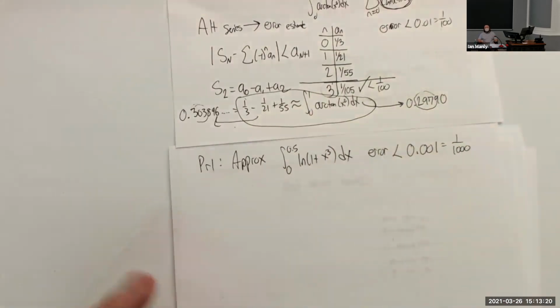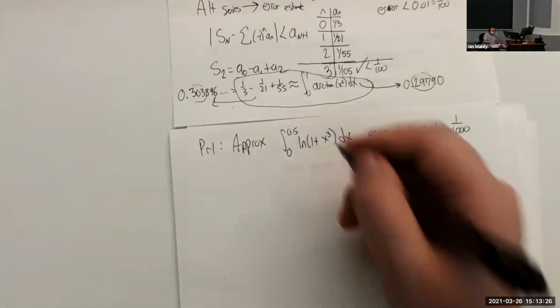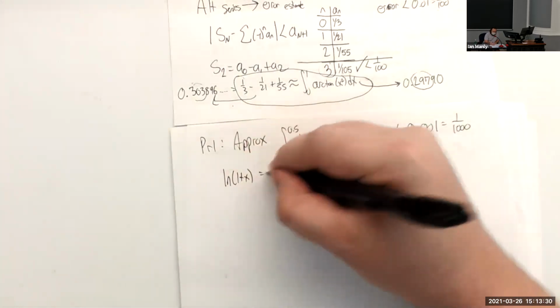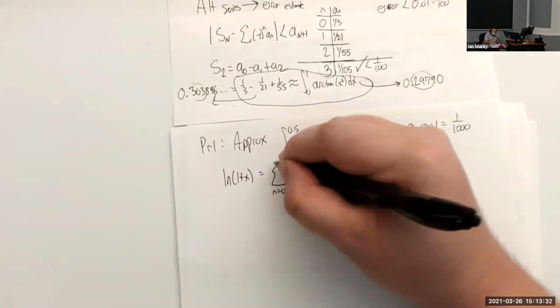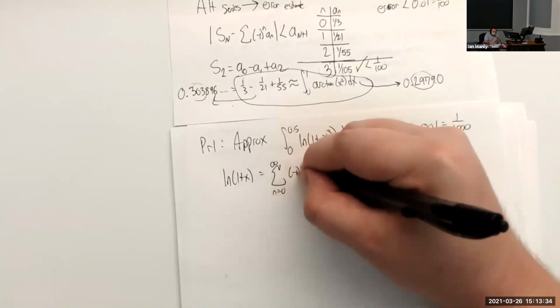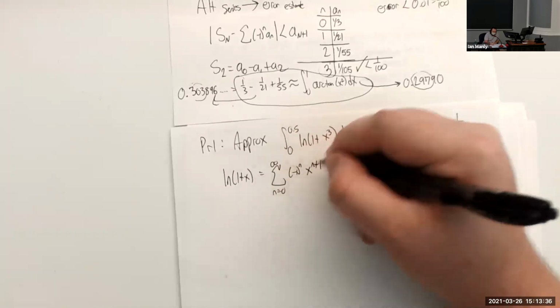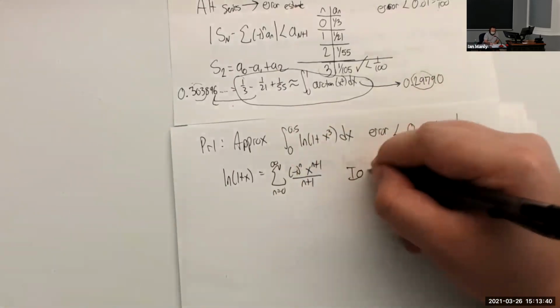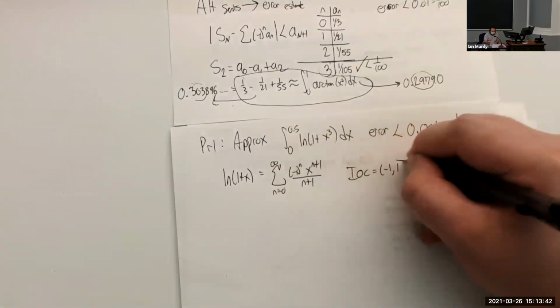And at first you might be like, oh boy, now I'm going to have to go out to 10 terms. Trust me, it won't be that many terms. And as a hint here, let me get you started. ln of 1 plus x is the sum from n equals 0 to infinity of negative 1 to the n, x to the n plus 1 over n plus 1. And the IOC is negative 1 to 1, like that.